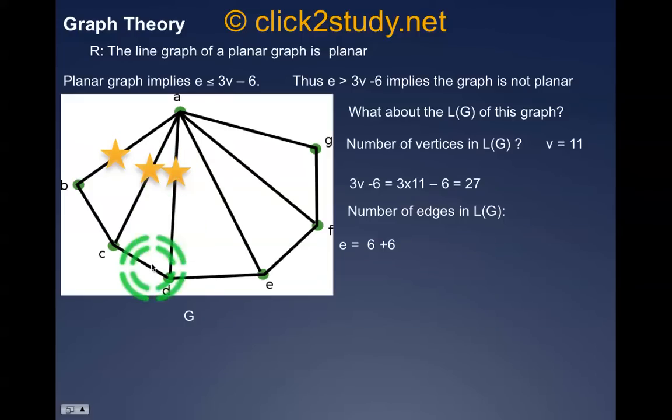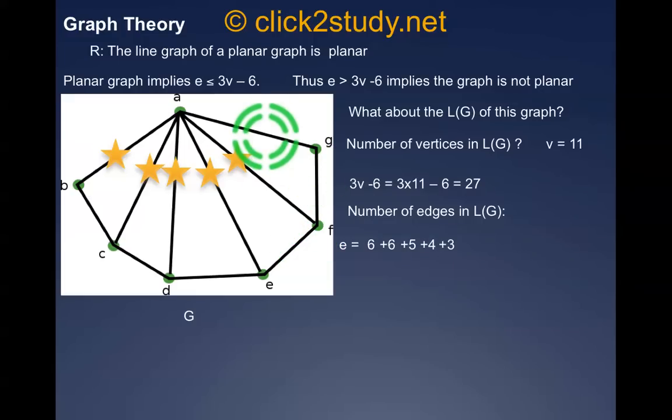What about AD? We know that D is shared by CD and DE, so 1, 2, and A is shared by these 3, so 1, 2, 3, 4, 5. What about AE? 1, 2, 3, 4. What about AF? It's 1, 2, and 3. What about AG? It's just 1. We don't count the edges going to the vertices corresponding to these edges, because we have already counted them. That's why we have marked them using these stars.